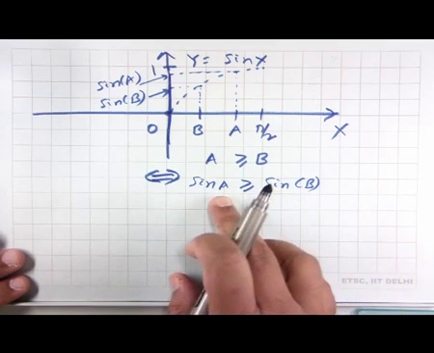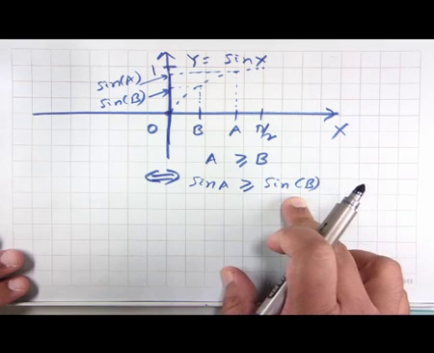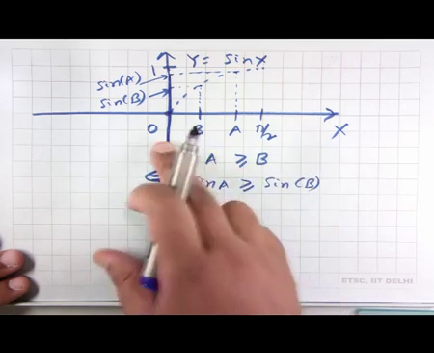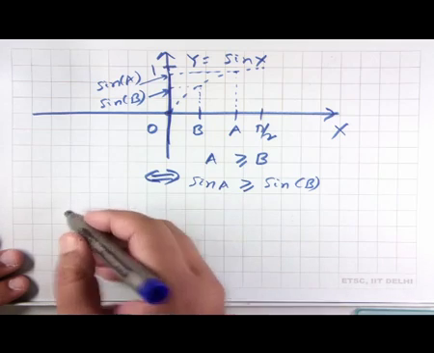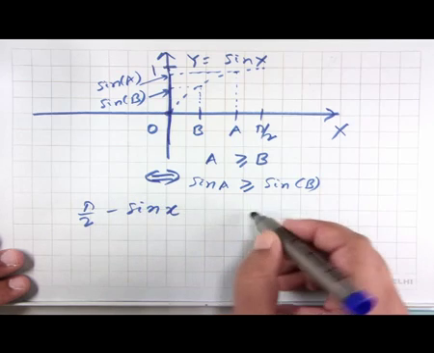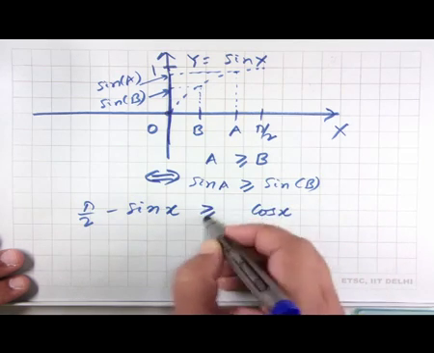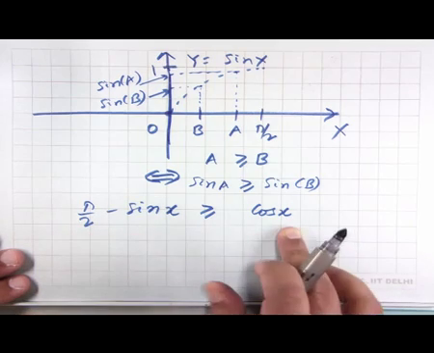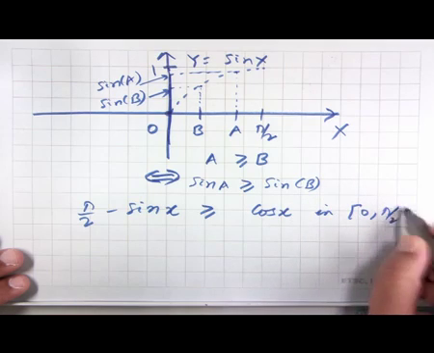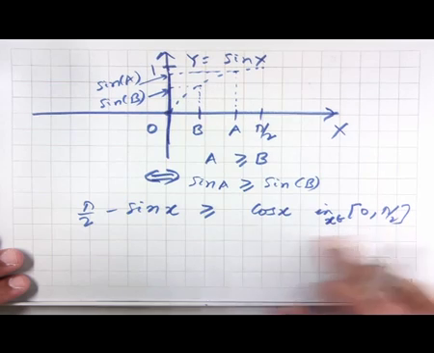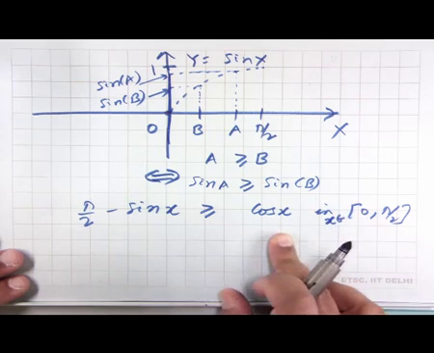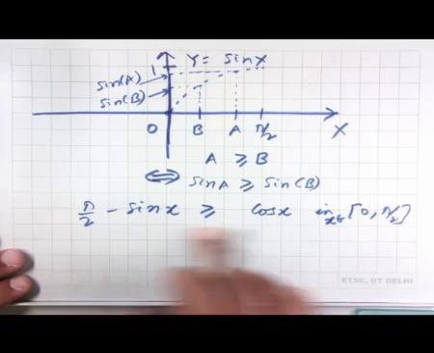So, if we have to show that sine of a is greater than or equal to sine b, it suffices to show that a is greater than or equal to b in this interval. Here, if you recall, a was pi by 2 minus sine x and b was cos of x. So, if we can show this statement holds true for x belonging to 0 to pi by 2, that will solve the problem, right. So, let us further examine this particular equation.